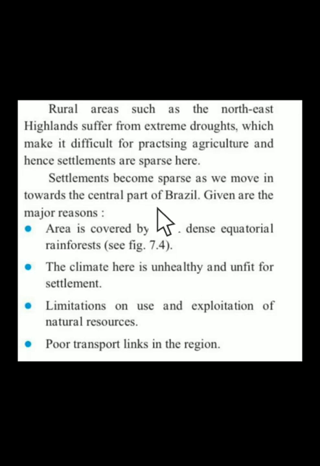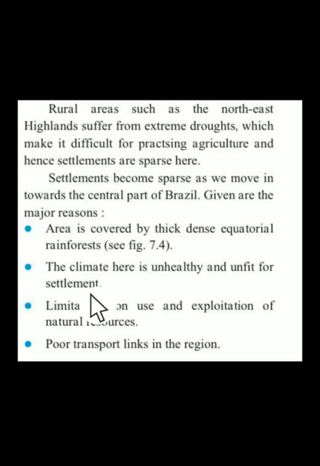In the central part of Brazil, my dear students, again the population is very sparse, that is very less. There are 4 reasons for that. The first one is the Amazon forest area, which is covered by thick dense equatorial forest. You can see that in the 7.4 image also. Along with that, in 7.2a you have the areas of the Amazon river basin, where the population is very sparse, and the reason is that it is covered by thick and dense equatorial forest. Next, the climate here also is very unhealthy and unfit for human settlements.